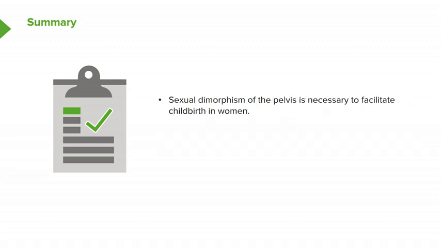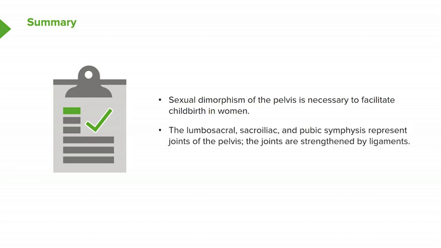Sexual dimorphism of the pelvis is necessary to facilitate childbirth in women. The lumbosacral, sacroiliac, and pubic symphysis represent joints of the pelvis, and these joints are strengthened or reinforced by strong ligaments.